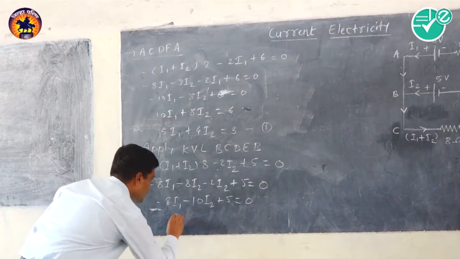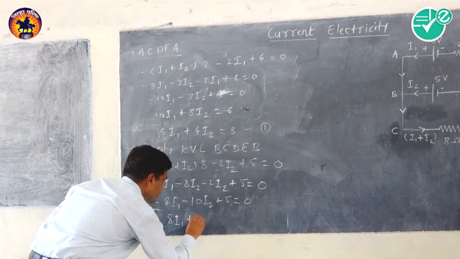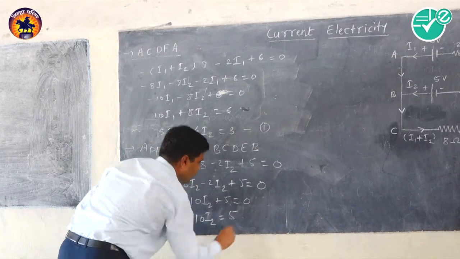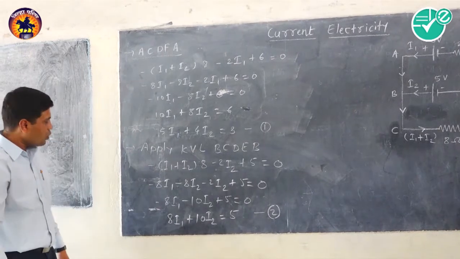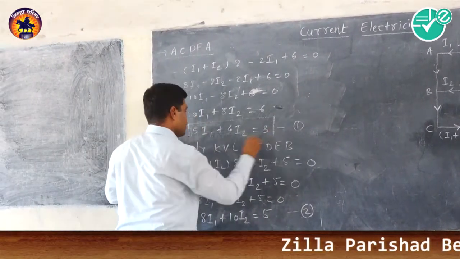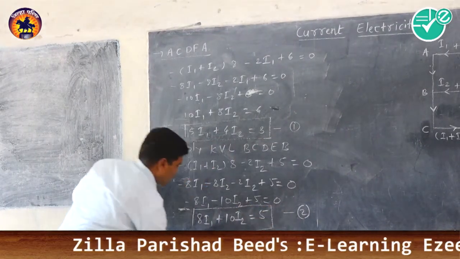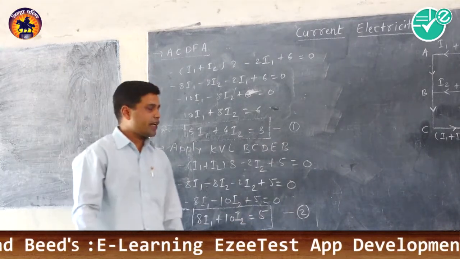Now we can write this equation as 8I1 plus 10I2 is equal to 5. It will be equation number 2. So after applying Kirchhoff's voltage law, we got two equations. This is the first equation, and another equation is 8I1 plus 10I2 is equal to 5. It is equation number 2.